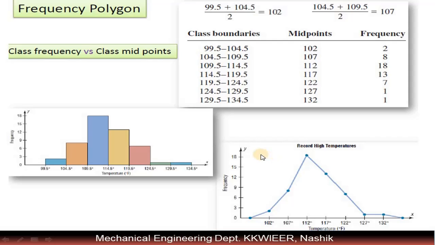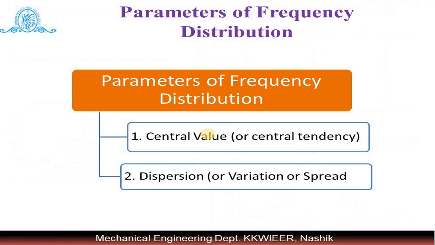The data which is collected. Now just a representation style is not important. Another thing which is to be discussed is the parameters. So what are the parameters of frequency distribution? Because for analysis purposes the data which is collected is to be considered. So there are two methods of frequency distribution, or two parameters we can say.